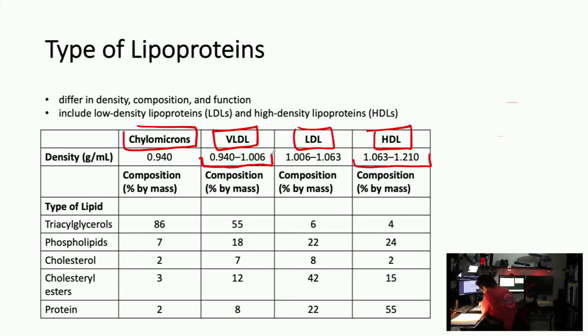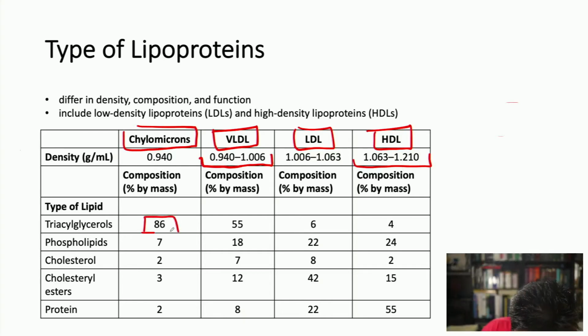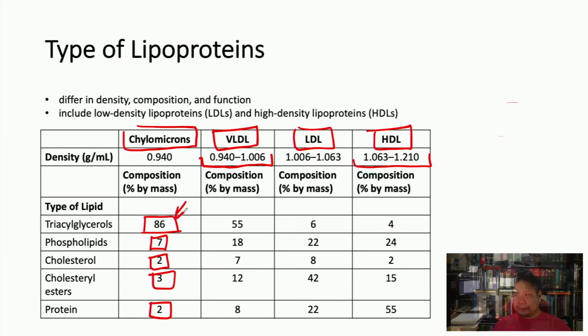Why is that? Well, let's take a look at its composition by mass. The chylomicrons are mostly composed of unbroken down triacylglycerols, right? And the rest of it is the phospholipids that compose the membrane, the cholesterols in the membrane, the cholesterol esters inside, and the proteins in the membrane, right? So chylomicrons are basically all triacylglycerols that haven't been broken down by your lipases into their constituent fatty acids.